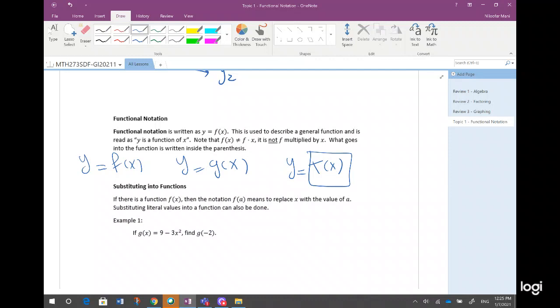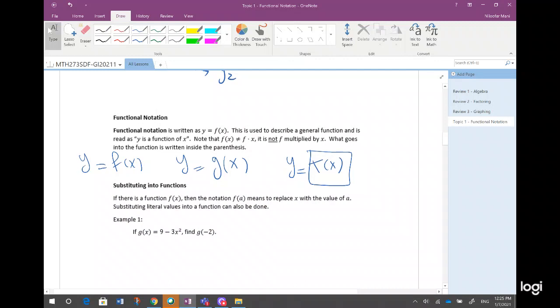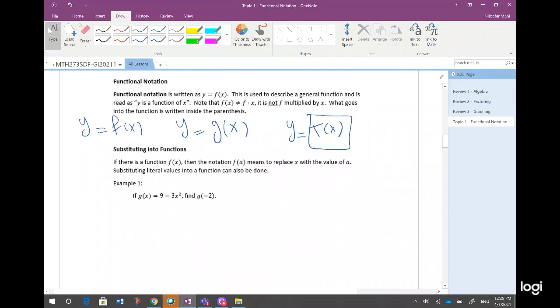Okay, this is just a function. Y is a function of x, or I can say y is f of x. I can say y is g of x. Y is t of x. Okay, so what do I mean here? Maybe I can give you one example. If there is a function, then the notation f of a means you replace x with a.